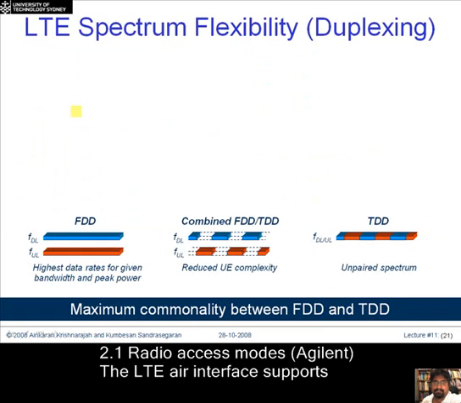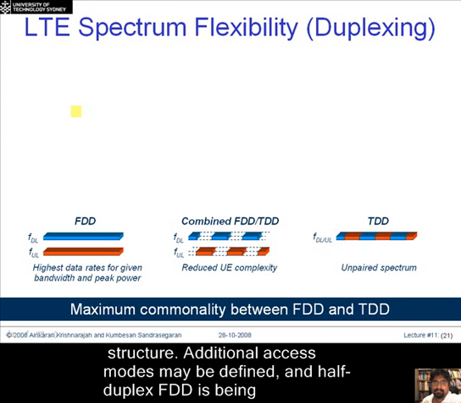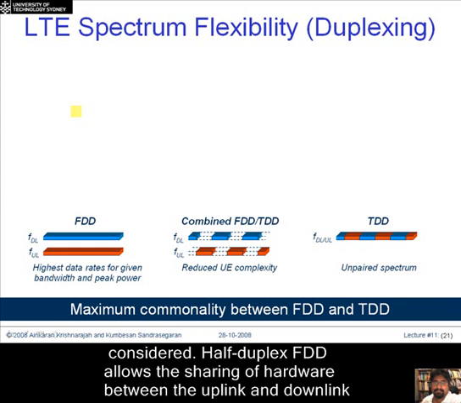Okay, another aspect associated with LTE spectrum flexibility is to do with duplexing. Duplexing is how you differentiate between the uplink transmission and the downlink transmission. So in LTE, you can have 3 possible duplex transmissions. You can have the standard FDD, where the uplink and the downlink are separated in frequency. Then you can have the TDD mode, where you use an unpaired spectrum.